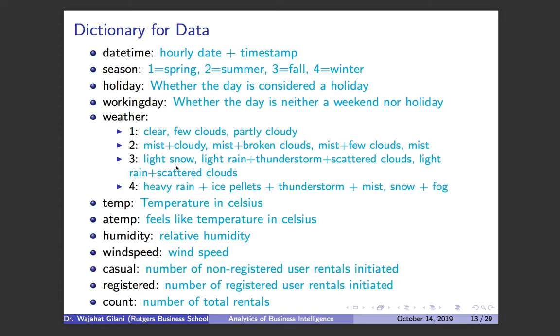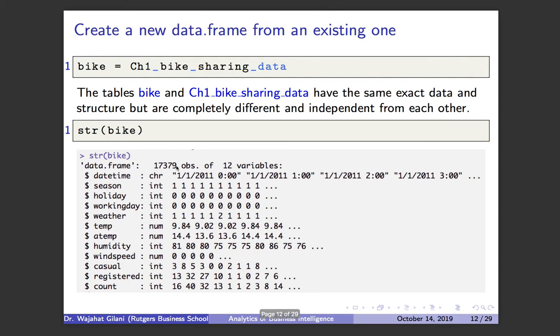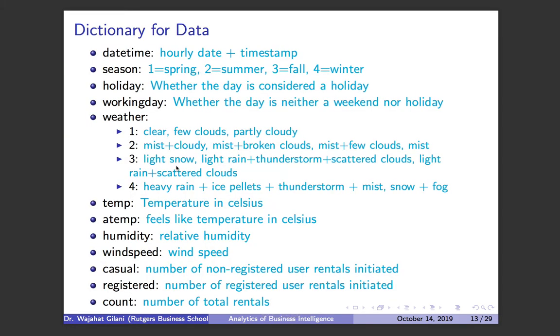Holiday looks like it's a binary number because it says basically whether the day is considered a holiday or not. Working day, whether the day is neither a weekend nor a holiday. Again, looks like another binary number. Weather has another 4-number category. So 1 is clear, few clouds, partly cloudy. So that's nice weather. 2 is misty and cloudy, misty, broken clouds. All right, slightly worse. 3 is light snow, light rain, plus thunderstorms, scattered clouds. And 4 is heavy rain, ice pellets, thunderstorms, mist, snow, and fog.